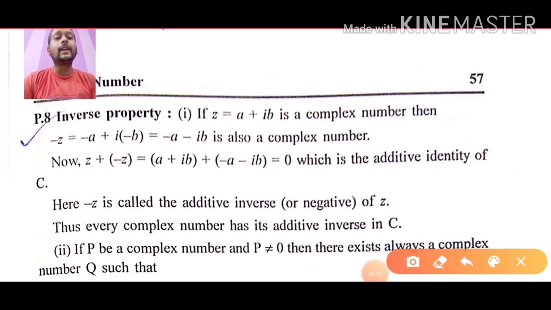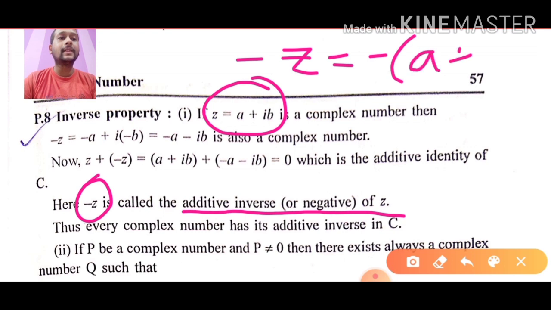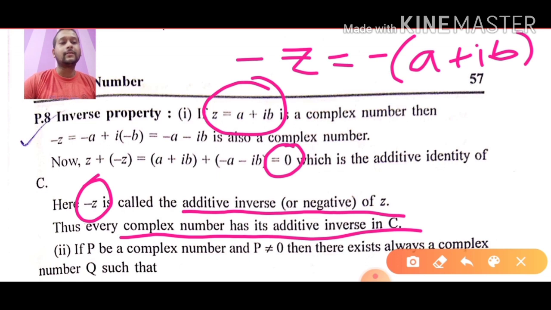Here also we will have the additive inverse. As usual, we know the additive inverse of z is minus z. So if z is equal to a plus ib, then its additive inverse will be minus z equal to minus a minus ib. On addition of the additive inverse, we always get 0. Thus we can say every complex number has its additive inverse.